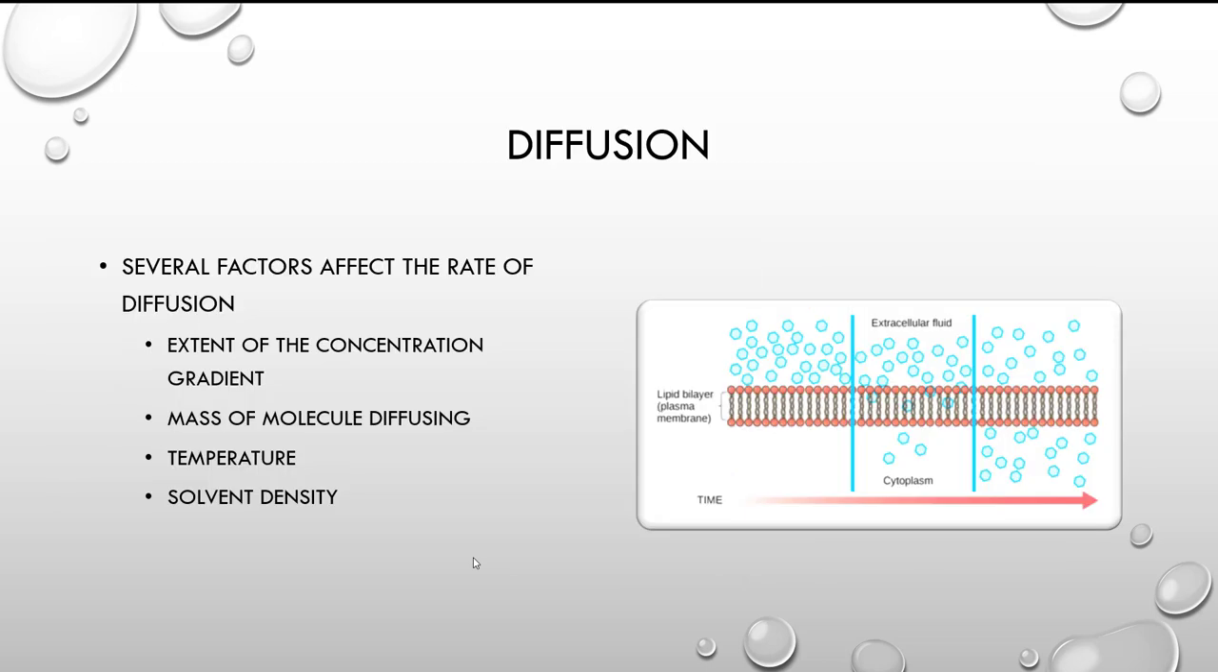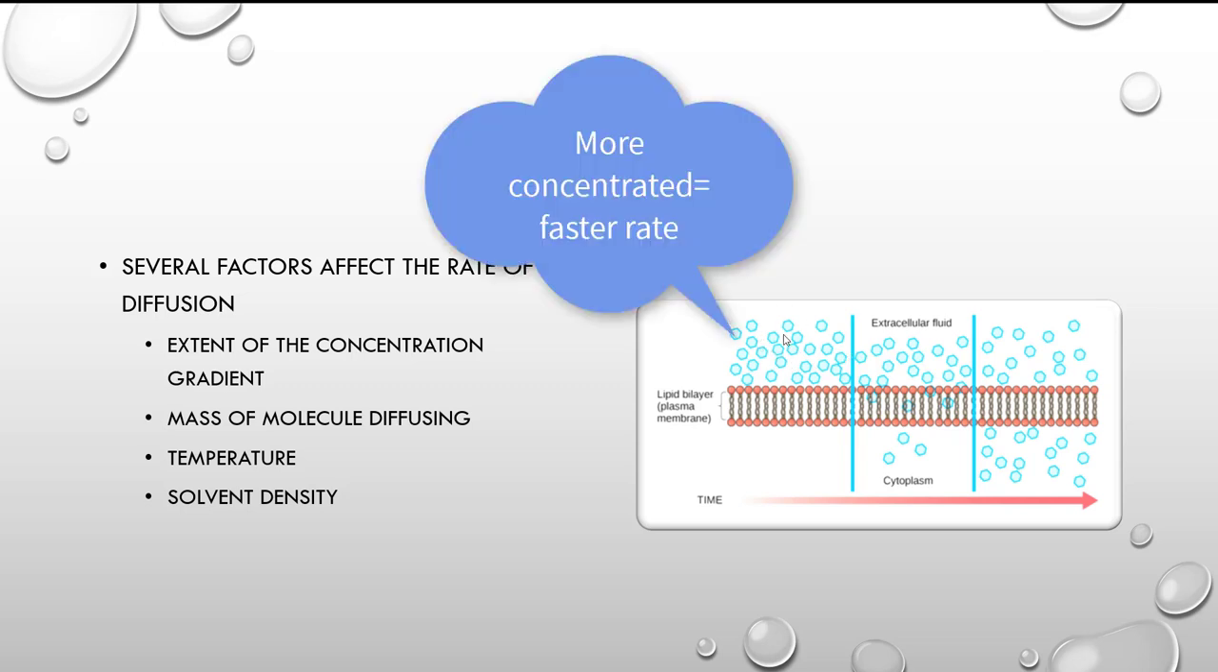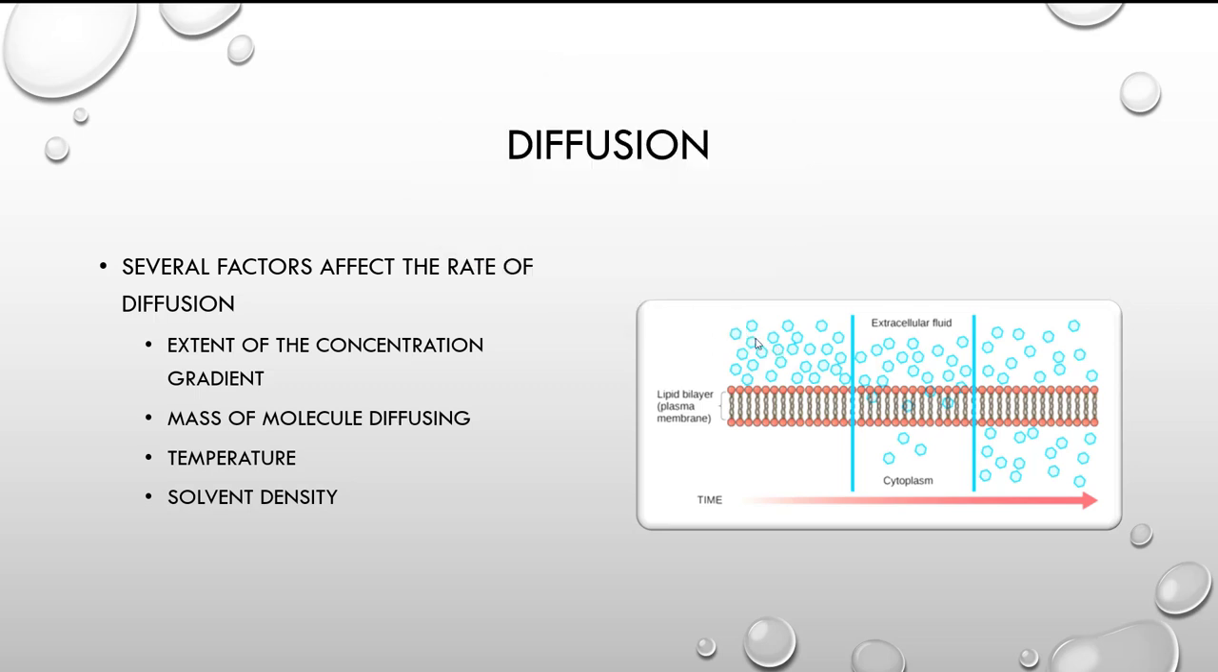Now there are different things that can affect the rate of diffusion, or how fast it goes. Some of it is the extent of the concentration gradient. So think about how much there is. Okay, so if we have quite a bit of concentration of the molecules on one side of the membrane, then it's going to increase the rate of diffusion. If there's just a little bit on one side, it might take a longer time for it to diffuse across. So the extent of the concentration gradient can affect the rate of diffusion.